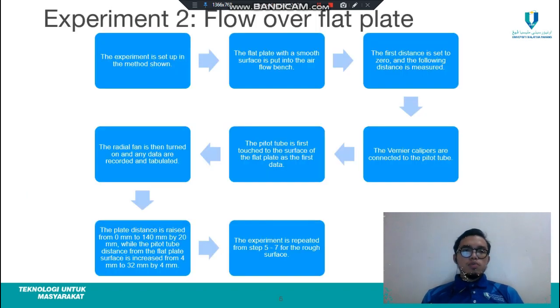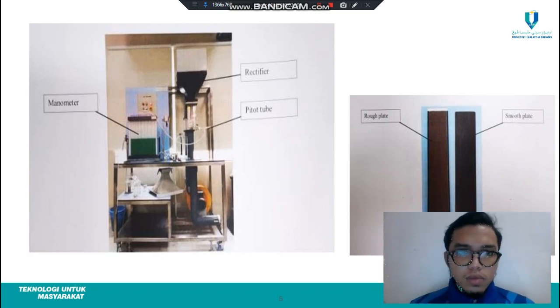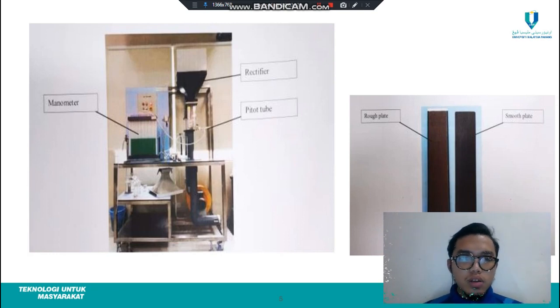Experiment 2 is flow over a flat plate. This figure shows the experimental setup for Experiment 2. We have a manometer, receiver, and the pitot tube. The next picture shows the plates: we have two plates, a rough plate and a smooth plate.